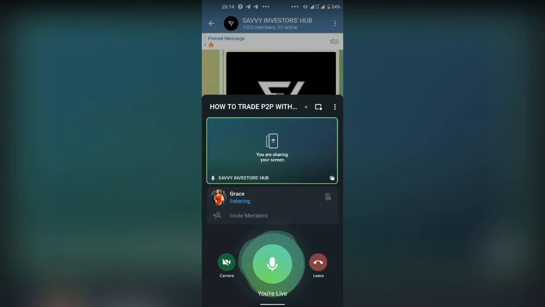So now we're going over to the Binance P2P platform to see how to use the Binance P2P. How to use Binance P2P: number one, you need to have a Binance account, right?